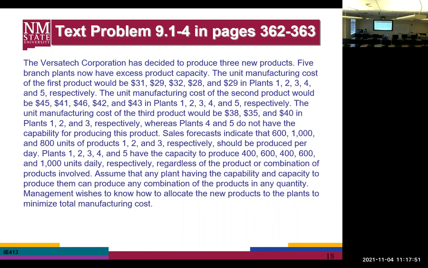So let me give you a couple minutes. Why don't you read through the problem description and then try to construct the parameter table for the transportation modeling. Okay, I will get back to you. So let me pause the recording and then get back to you in like 3 minutes.